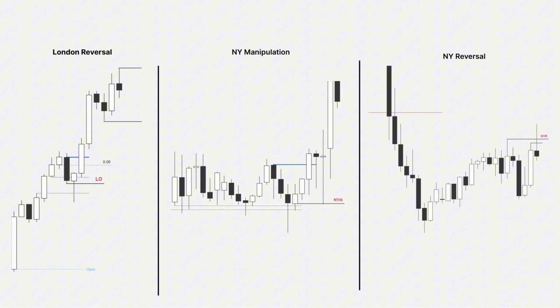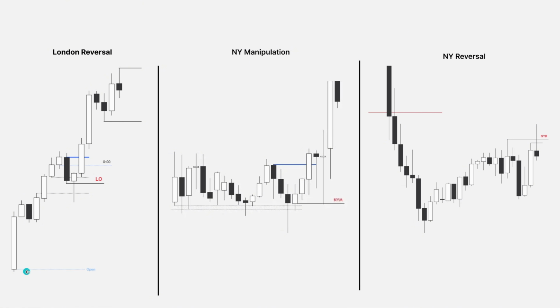Now we see the chart examples that I always post on my Discord on my bias session. So we see here all the three cases. We see a London reversal, New York manipulation, and New York reversal. So let's start with London reversal.